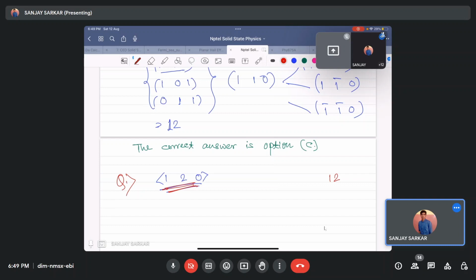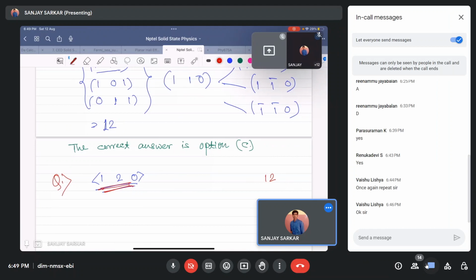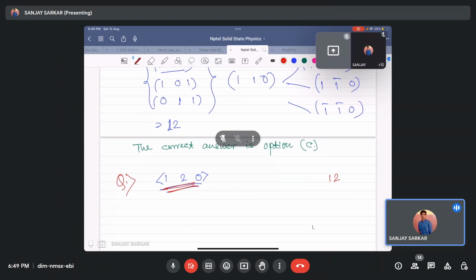Can anyone share their screen and say how to calculate? Who calculated it? Okay, Renuka Devi, can you share your screen and write down how you calculated it? Is it possible or not possible? Renuka Devi, can you write it down? Or you can explain how you calculated it to be 12.